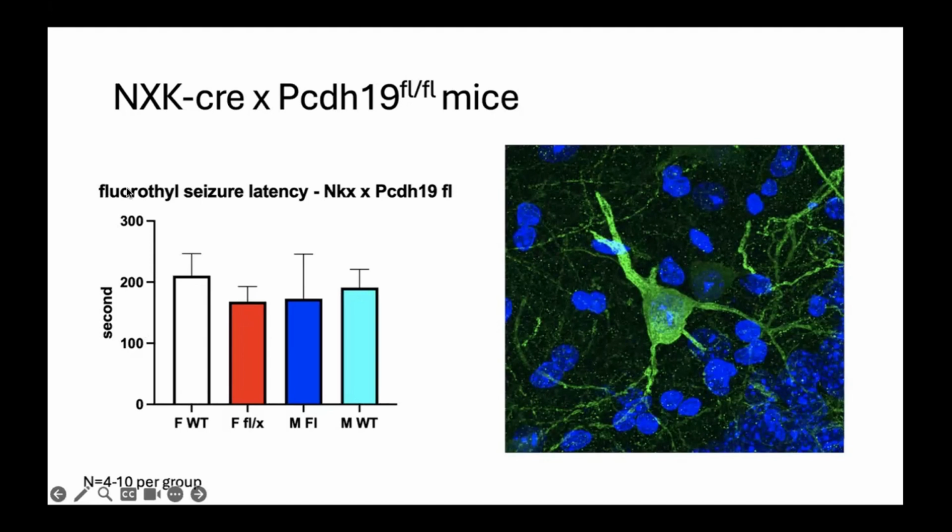The first step we did with this is this flurothyl seizure latency model, in which other people have seen some differences in PCDH19 mice. It's a relatively easy assay to do, so we wanted to start with that one. And we have yet to reach significance, but there is a suggestion that our heterozygous females and then the floxed males have a decreased seizure latency, so a decreased seizure threshold when exposed to flurothyl.